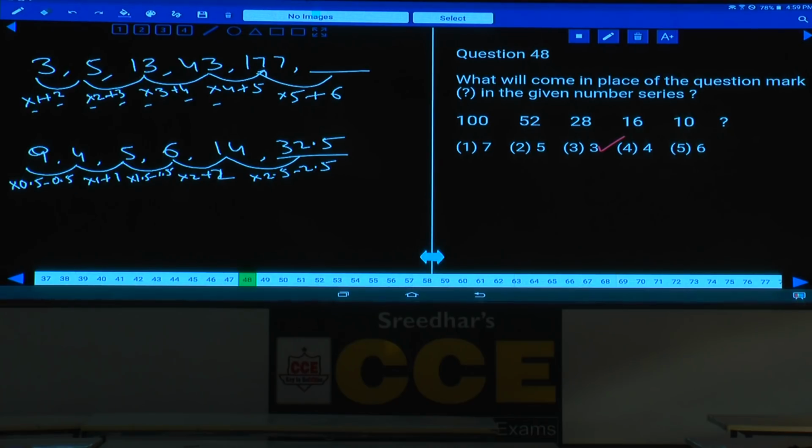Now here the numbers are in decreasing order. 100, 52, 28, 16, and the next one 10. Then what should be the next one? Tell me what is the answer here.